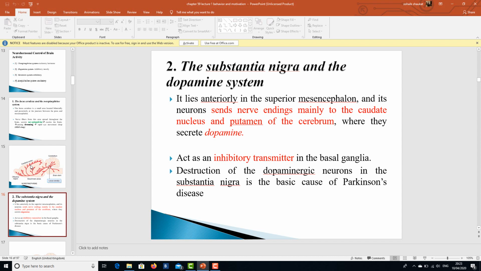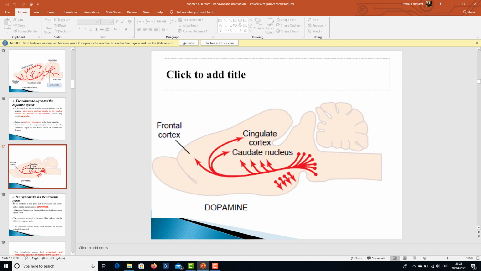The substantia nigra and dopamine system. It lies inferiorly in the superior mesencephalon, and its neurons send nerve endings mainly to the caudate nucleus and putamen of the cerebrum, where they secrete dopamine and act as an inhibitory transmitter in the basal ganglia. The destruction of dopaminergic neurons in the substantia nigra is the basic cause of Parkinson's disease, also known as Parkinsonism or paralysis agitans. You can see how this caudate and putamen nuclei circuitry takes place in the central nervous system.